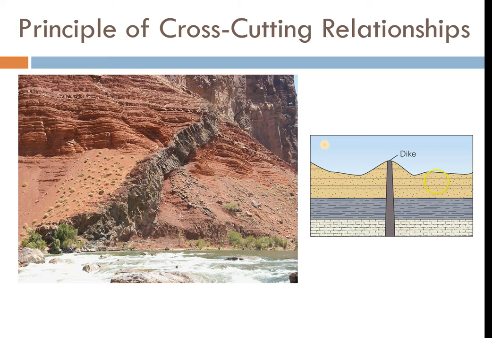So if we look at the little diagram on the right, a dike is an igneous rock. And what happened is there was some sort of crack in the rock and lava shot up through that crack. And then it solidified. And it's going to cut across all these different layers. All right, so what this tells us is that all those layers had to be there first so that there could be a crack in the rock so that the dike could squeeze through there. All right, so that's always the younger of the two.